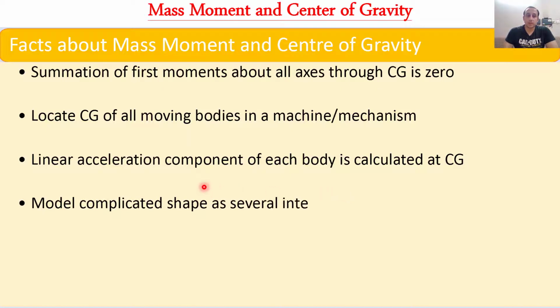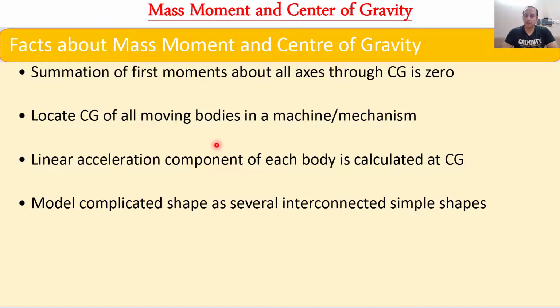Then we can model the complicated part as several interconnected simple shapes. I just told you that we need to locate the CG of all the parts. The parts of a machine can be complexly shaped. It is not mandatory that all the parts of a machine or mechanism will have a rectangular, square, prism, sphere or cylinder like shape. It can be of any shape. So calculating the CG of an irregular shape is a very cumbersome, very difficult process.